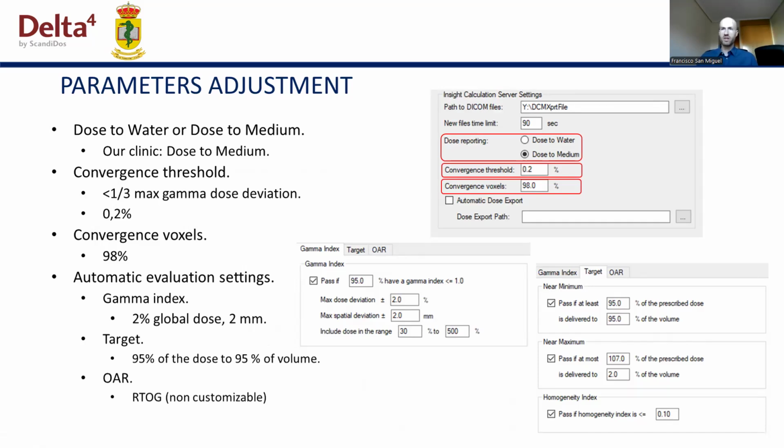The next parameter is the convergence threshold. With this criterion, in summary, the user can control the uncertainty in the calculation results. It is recommended that the convergence threshold is less than 1/3 of the max gamma dose deviation criteria. If this is not fulfilled, the gamma evaluation results may be unreliable.